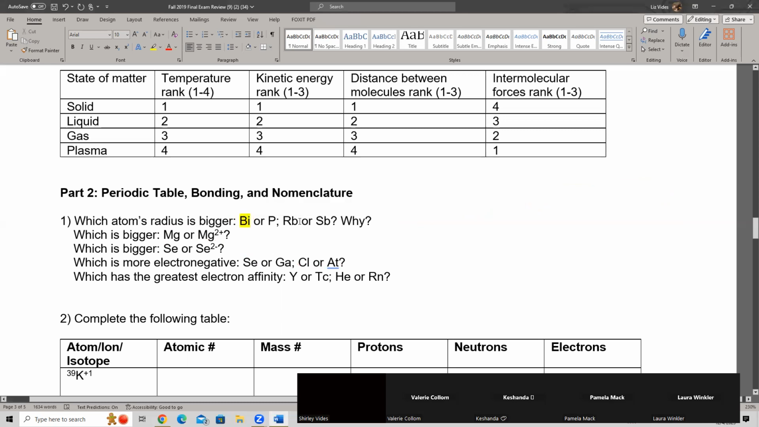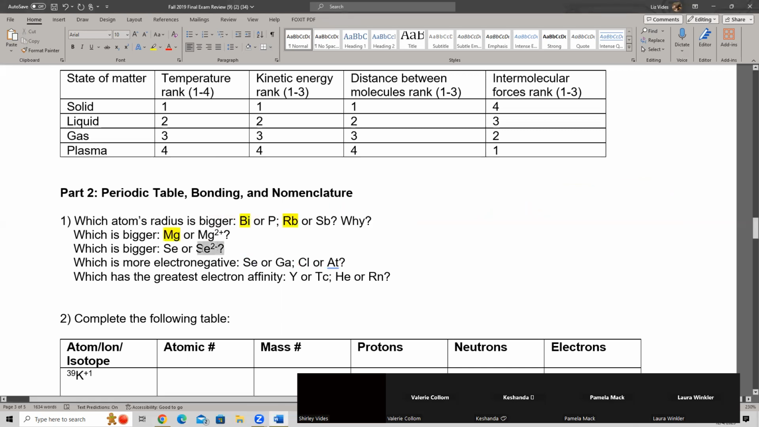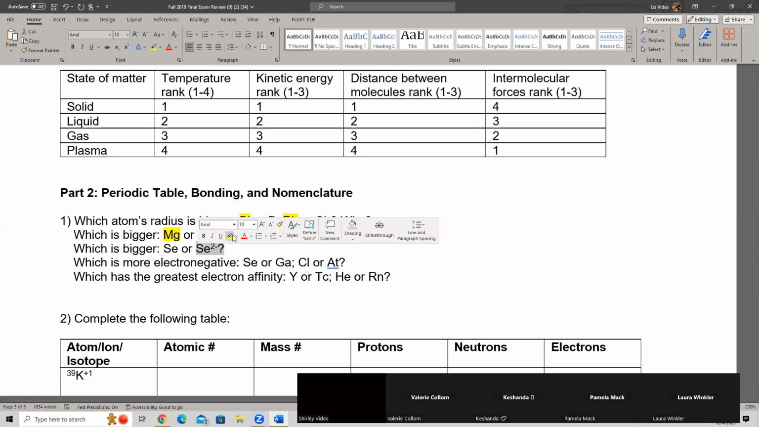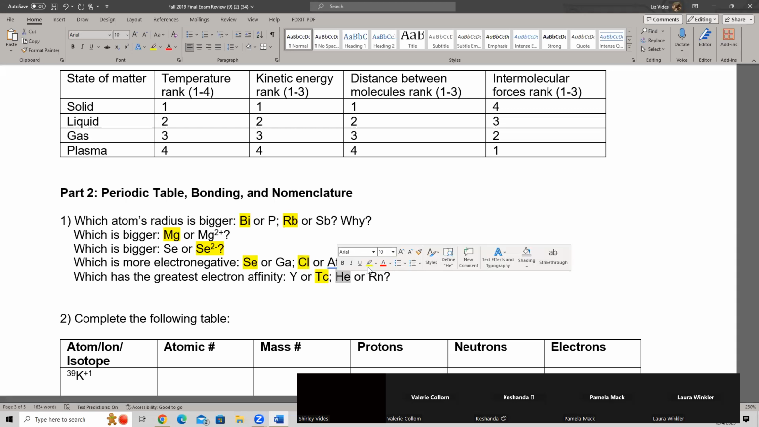And it was rubidium, right? And then this one was magnesium. And this one was the ion, because the ion increases. And then this one was selenium and chlorine. And this one was technetium and helium, right? All right, there we go. I should have done it that way to begin with, but I didn't. All right, and there you are.